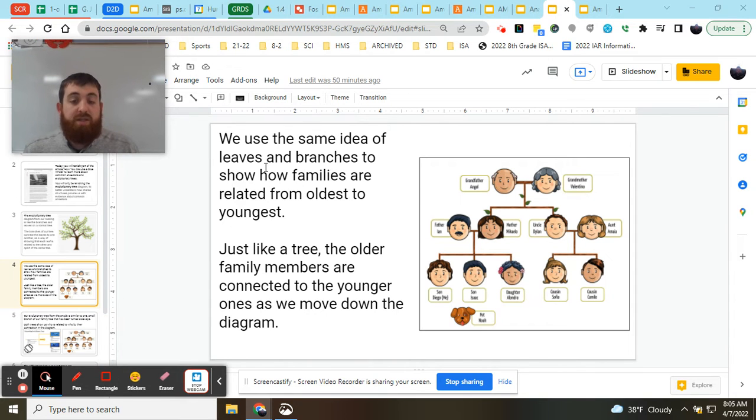We use it in the same way, with leaves and branches, to show how families are related from oldest to youngest. So we've seen these tree ideas before. Just like a tree, the older family members are connected to the younger family members as we move down the tree and these branches, similar to what you see here with these little leaves popping out.